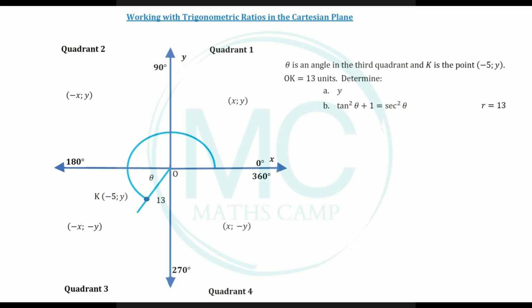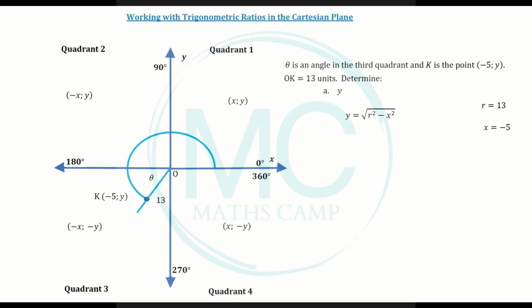Now we can start with part A. Here we need to solve for y. We know that r is 13. And on the diagram, we can see that x is equal to -5. So let's make a note of this as well. Now we have enough information to use Pythagoras to solve for y. So we can say y is equal to r squared minus x squared, all under a square root.